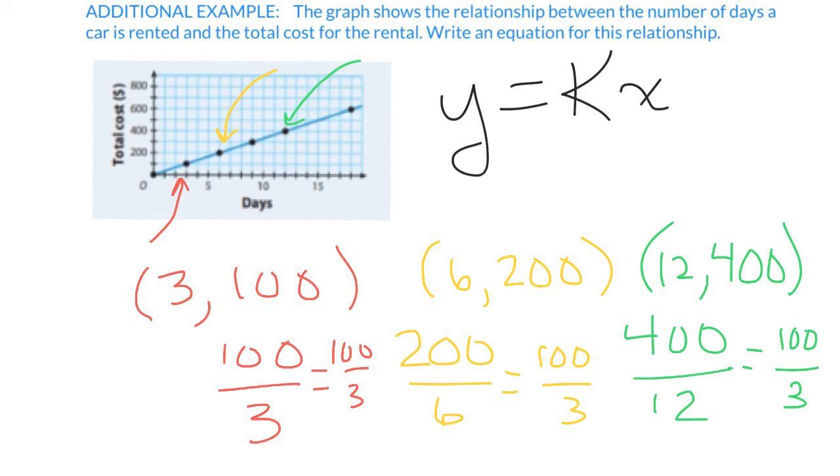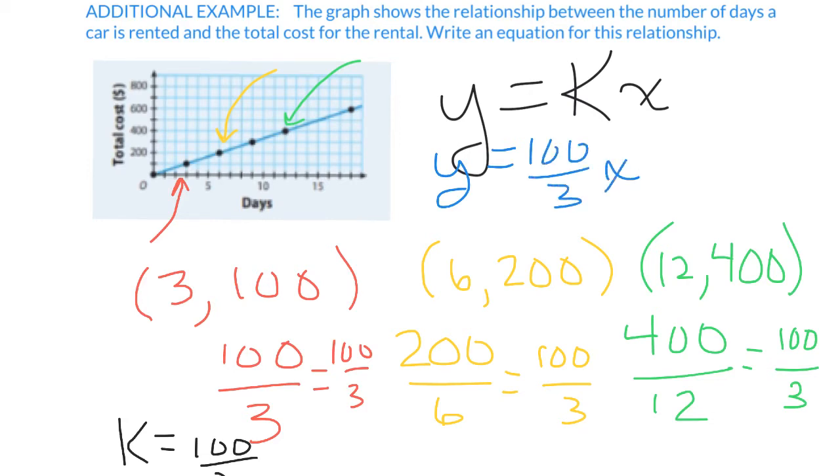Okay, so now what does that give us? Well, our constant of proportionality here is 100 over 3. And you can put that in as your k. You can put in y equals 100 thirds x. Or if you wanted to just simplify 100 over 3, it's going to be y equals 33 and a third x. It doesn't matter which way you leave it, either one of them is equal.